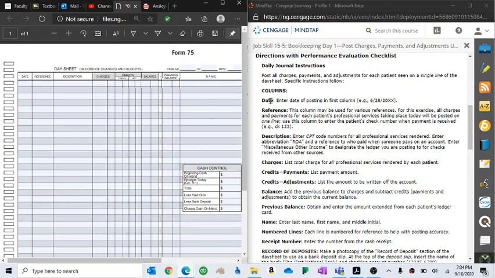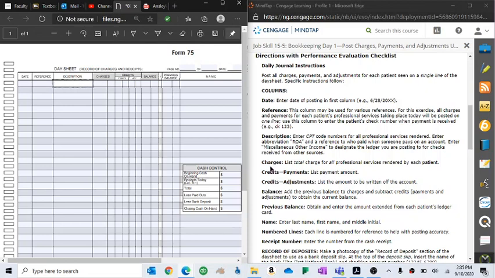So then columns, date, enter the date of posting in the first column. So that's the posting date right here. Reference. This column may be used for various references. For this example, all charges and payments for each patient's professional services taking place today will be posted on one line. Use this column to enter the patient's check number when payment is received. So you can put in the check number there.